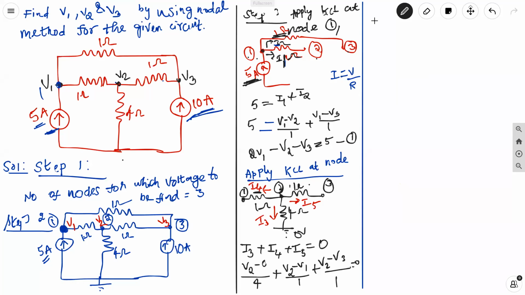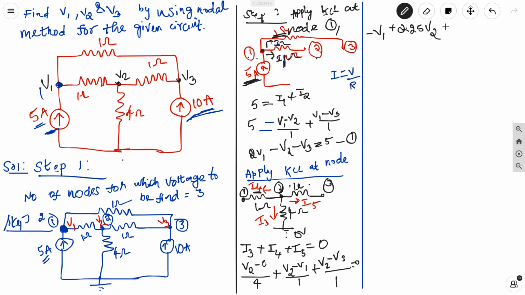Only one V1 term is there, so minus V1. V1 by 1 is V1, so I'm putting directly minus V1. Then V2, there are 3 V2 terms: V2 plus V2, 2 V2, plus 1 by 4 V2. 1 by 4 means 0.25, so it is going to be 2.25 V2. I'm just making the mathematical simplification, 2.25 V2.